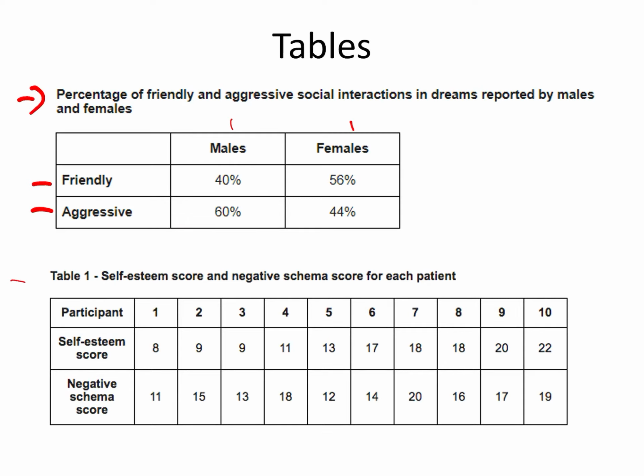We can see here we've also got our title. This one is data from a scattergram that's displayed in table form. So this is a self-esteem score and negative schema score for each patient. So we can see here that we've got 10 participants, n equals 10. And we can see that for each of these 10 participants, they've got a self-esteem score and a negative schema score. And we can use the information in this table to then display this in a scattergram, and we can have a look then at the strength and direction of any correlation between self-esteem and negative schema.